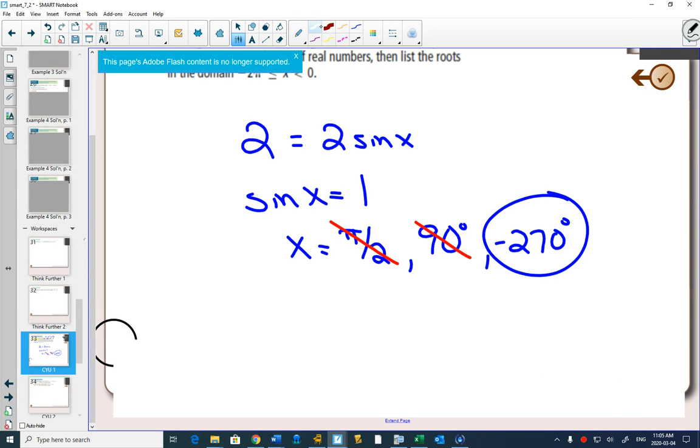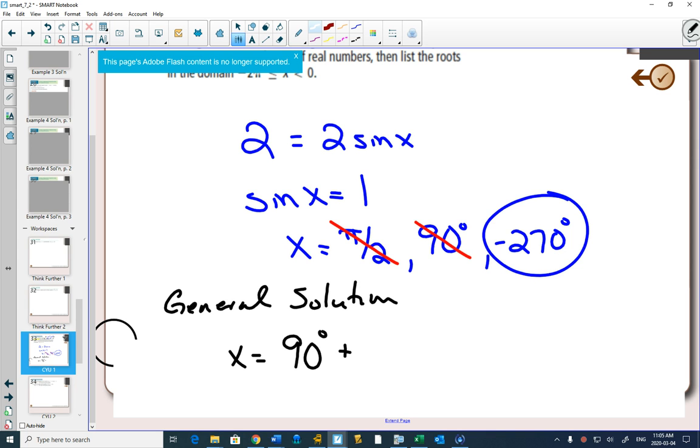So for our general solution, how do we find a general solution? We take our answer from 0 to 360, which was 90 degrees. You add, well, normally you add 2k pi, but that's in radians. What are we going to add if it's in degrees? K times 360, where k is an integer. So we take our answer from 0 to 360. In this case, we only had 1, right? Only 90 degrees. And add k times 360.